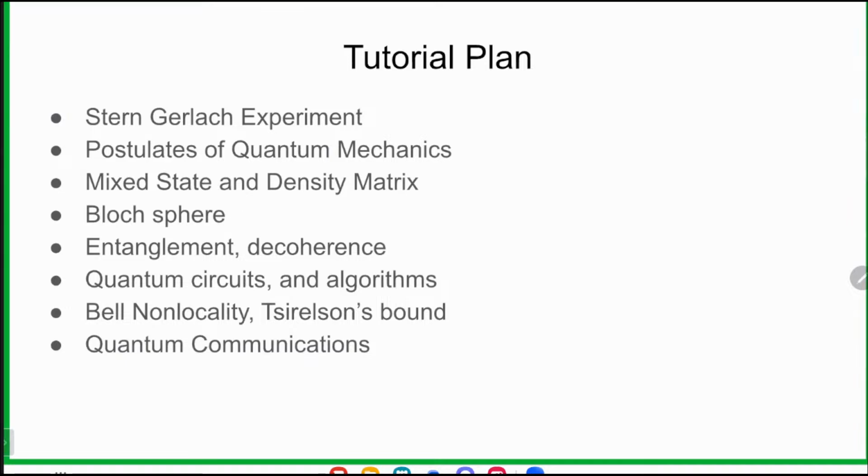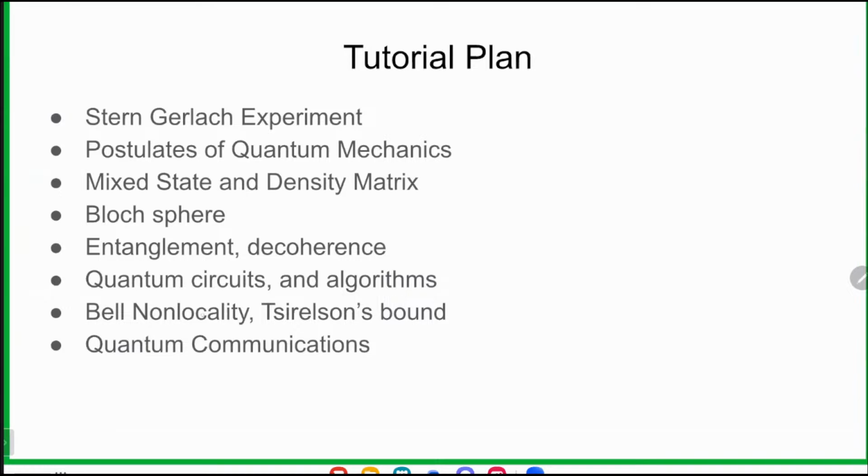Entanglement is useful when two qubits get entangled, but systems also get entangled with the environment, and that leads to decoherence. We will learn that, and we will then study some common quantum algorithms like Deutsch-Jozsa, quantum Fourier transform, Shor's factoring algorithm, and then we would go to Bell non-locality and Tsirelson's bound.